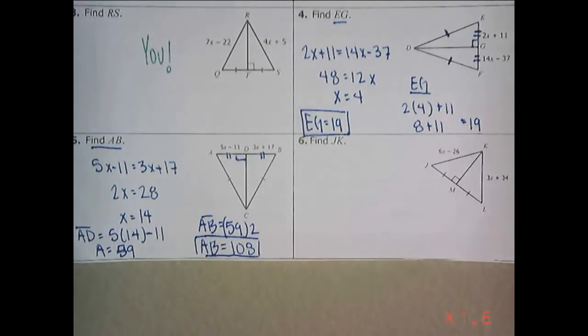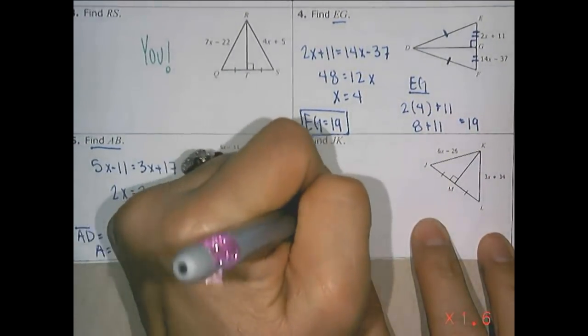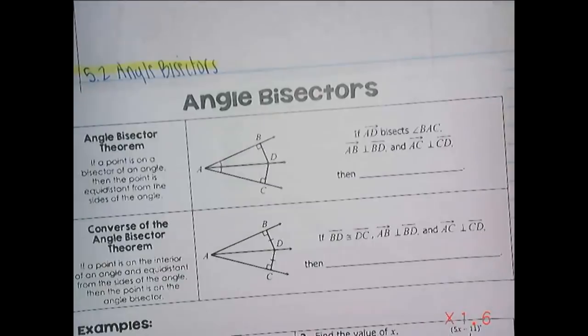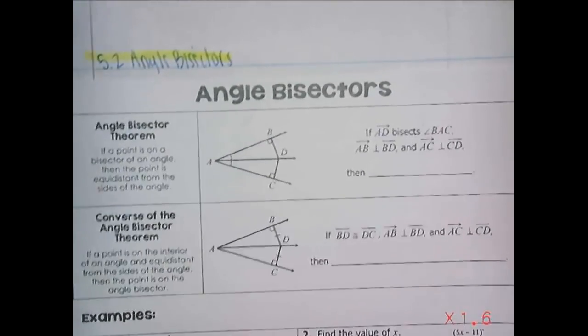And of course, you guys guessed it, you get to do that one. Okay, so let's move on now to our angle bisectors. All right, 5.2, angle bisectors.